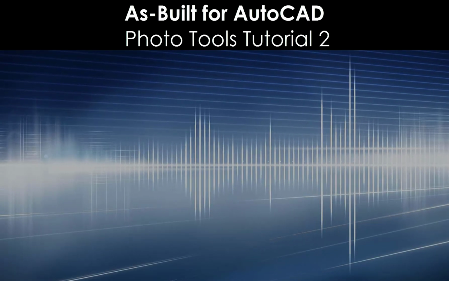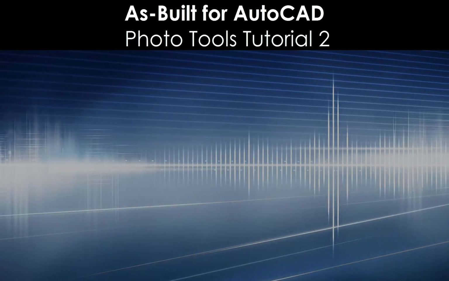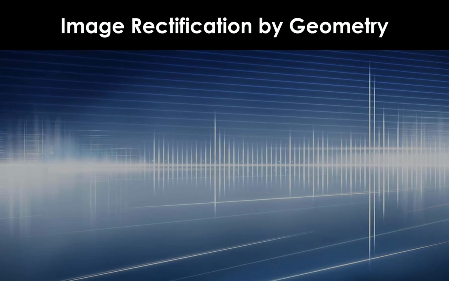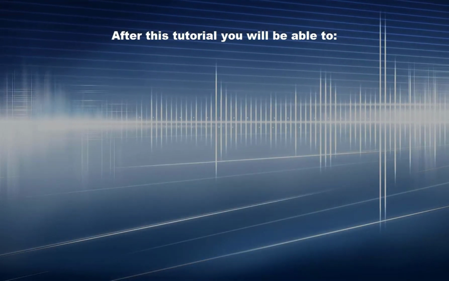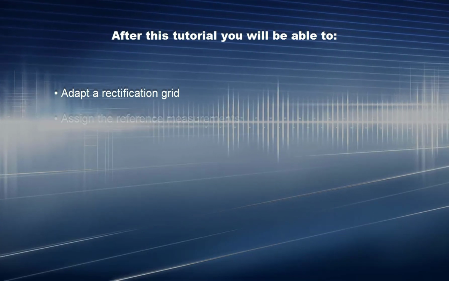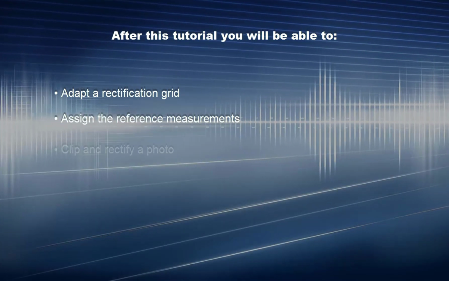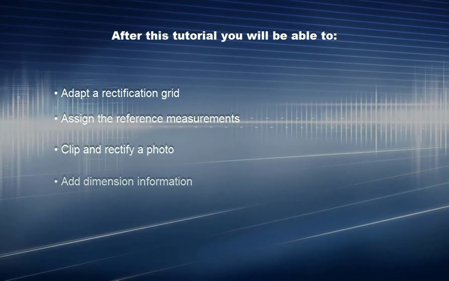As-Built for AutoCAD, Photo Tools, Tutorial 2. Image rectification by geometry. After this tutorial, you will be able to adapt a rectification grid, assign the reference measurements, clip and rectify a photo, and add dimension information.